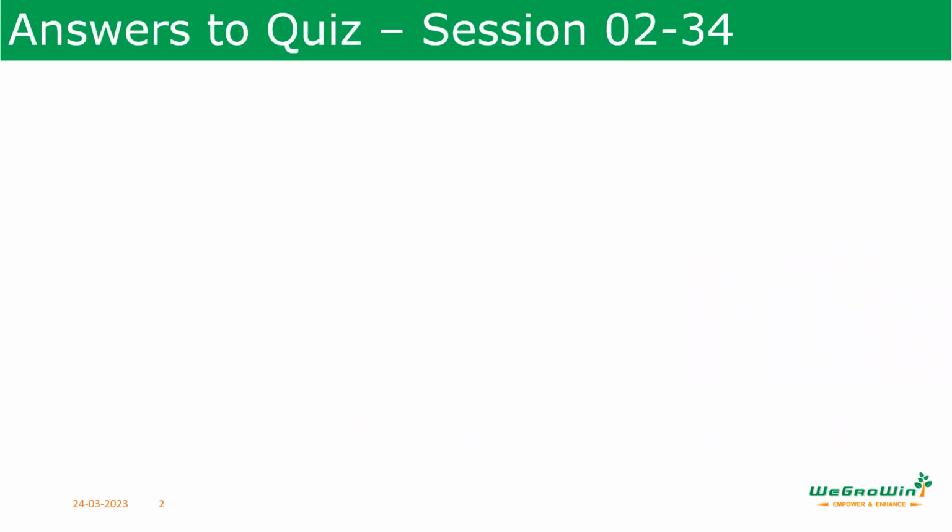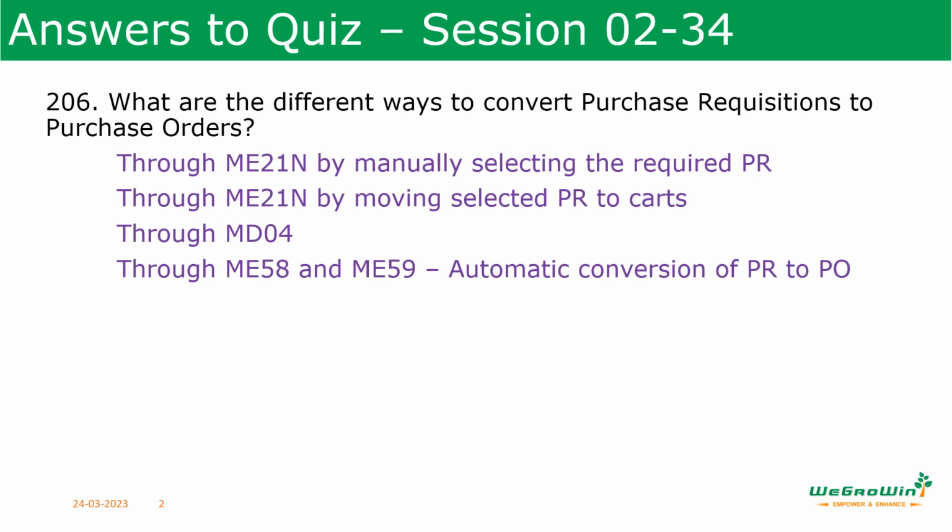Before going to the session, let us discuss the answers for the quizzes we discussed in the last session. What are the different ways to convert purchase request to purchase orders? Purchase request can be converted into purchase orders through ME21N by manually selecting the required PR, or through ME21N by moving selected PR to cards, or through MD04, or through ME58, ME59. These are the different ways to convert a purchase request to purchase order.